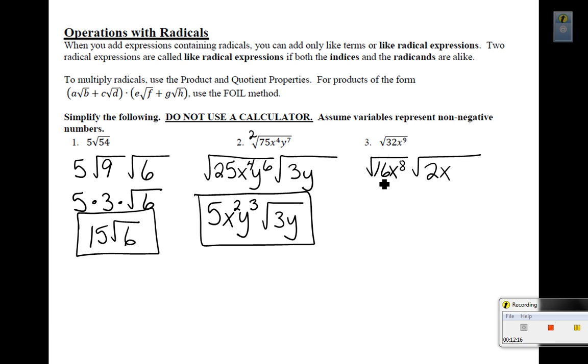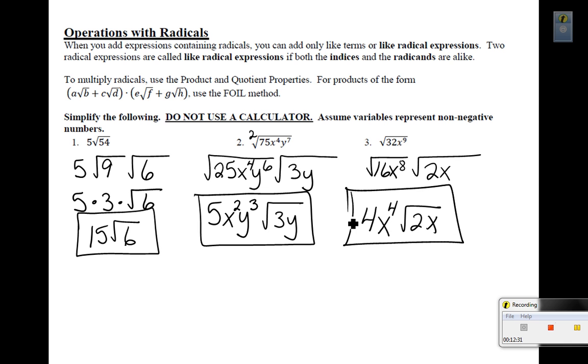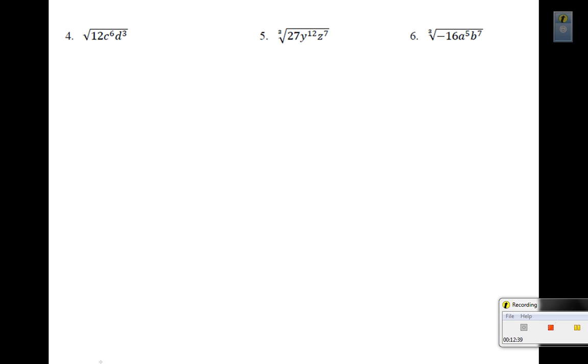Ending answer now, the square root of 16 is 4. X to the 8 divided by 2 is 4. That's the first piece of it. This piece just stays the same because it will not reduce. So that's what we got going. And guys, it's really one of those things, the more you do, the better you get at it. Practice makes perfect in this case.